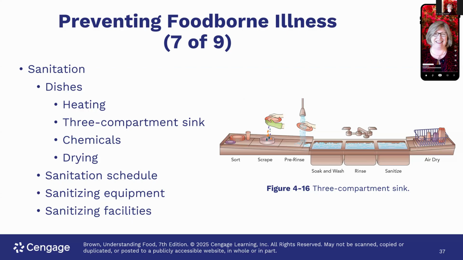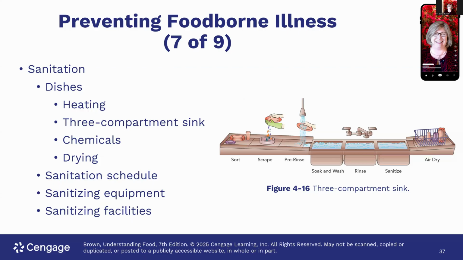So here you see a 3-compartment sink, and each of the stages of cleaning the dishes are depicted here. So you sort, you scrape, you pre-rinse, then you go into the 3-compartment sink. Soak and wash, rinse, sanitize, and air dry. So one thing that could go wrong, sanitize. You really need a booster heater to get the sanitation sink up to temperature that would be enough to sanitize the dishes. Usually that's about 180 degrees.